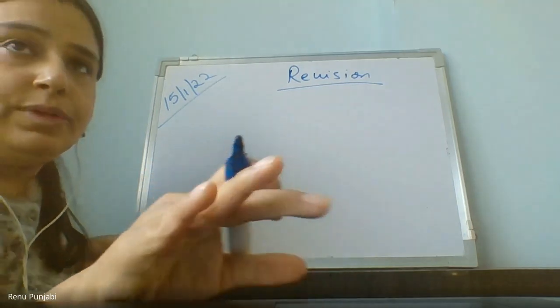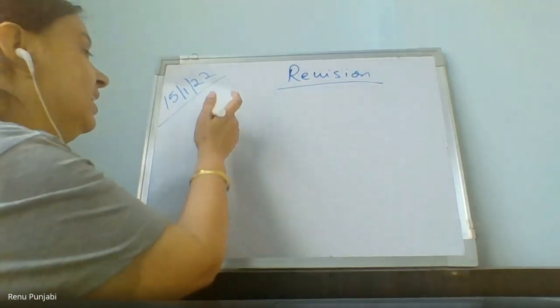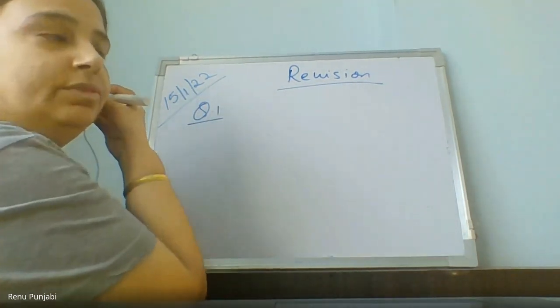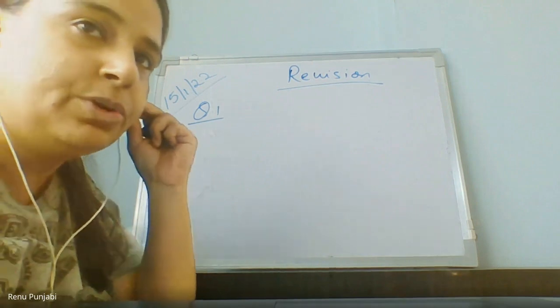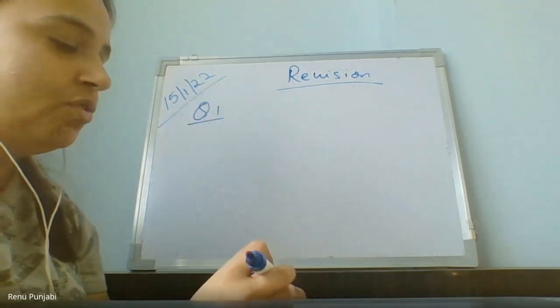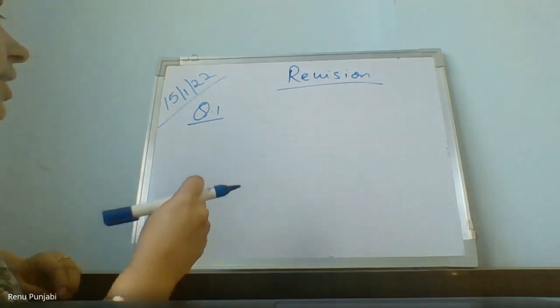But I feel that this revision is required about the area and the perimeter. That's why I started the revision, because in the last class also I started with the quiz and all. I have noticed students are facing a little problem knowing when to find the perimeter and when to find the area.